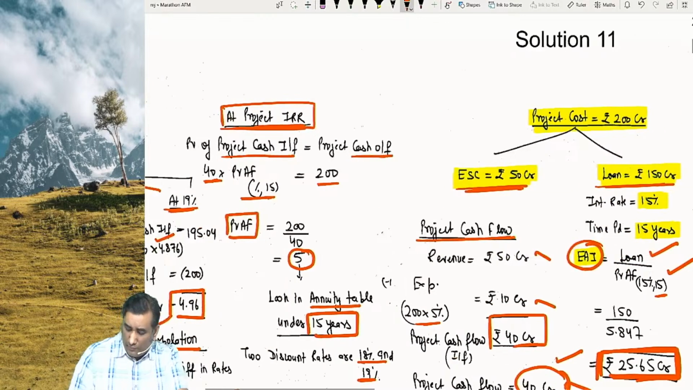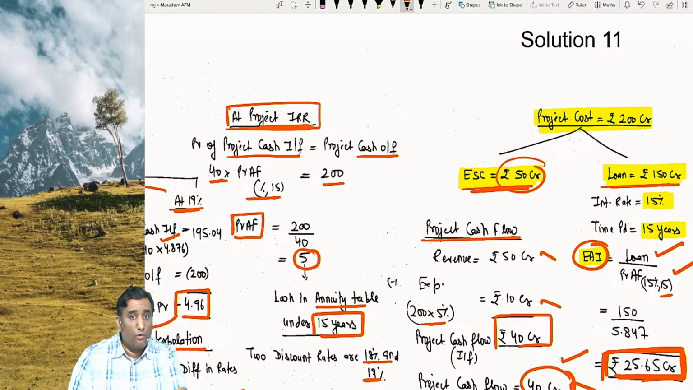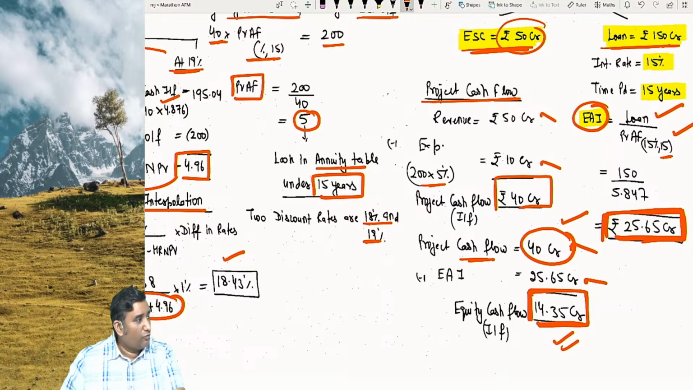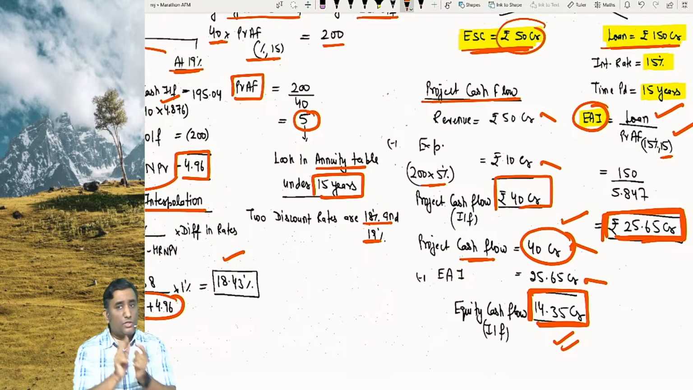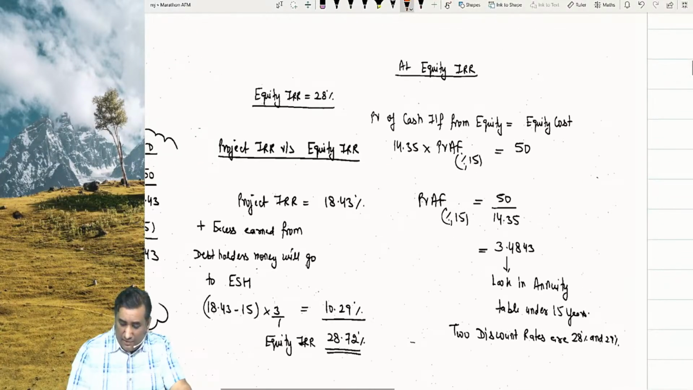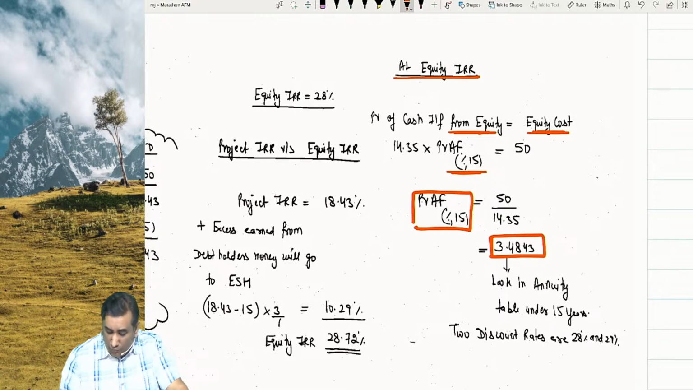How much is outflow of equity? 50. Outflow 50. How much is inflow of equity? 14.35. That means 14.35 into annuity factor of how many years? 15 years should give me equal to what? 50. So I have to find that rate. When I go back here, PV of cash flow from equity should be equal to equity cost. This annuity factor, I want to find this annuity. It means I want to find 3.4843.